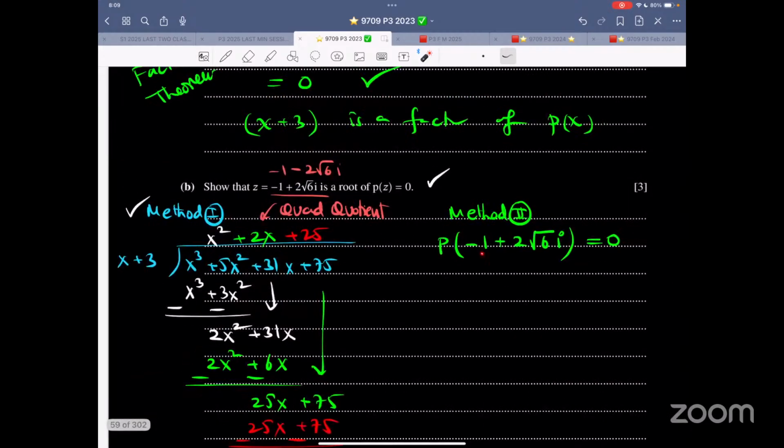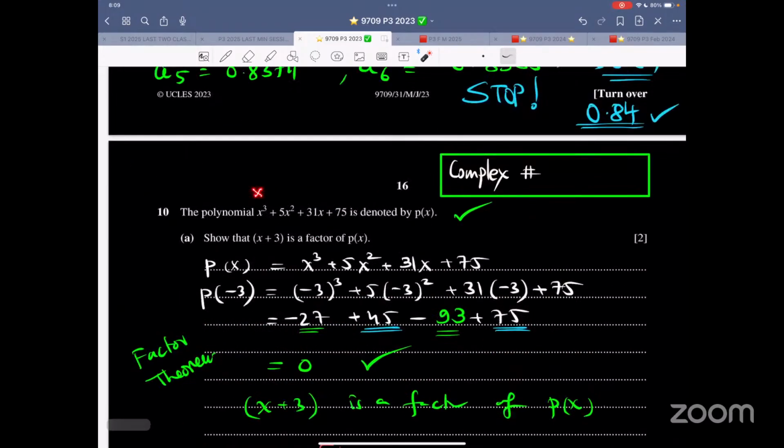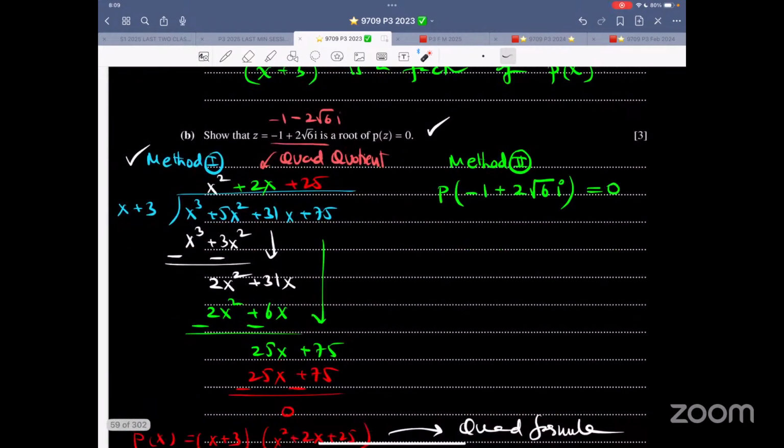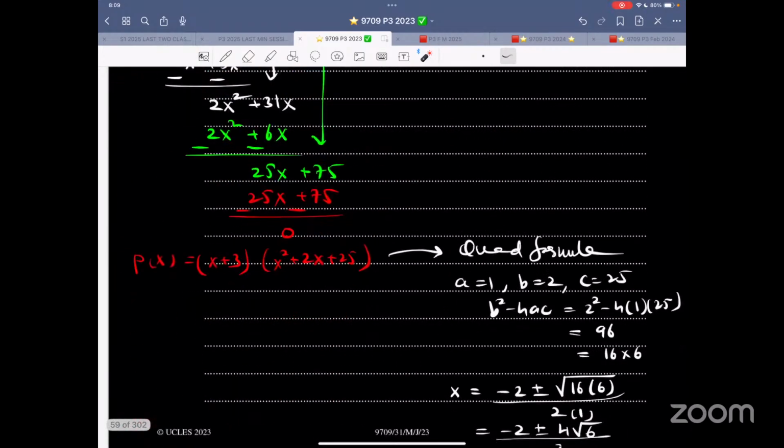The other method is that plug this thing in this cubic equation. So from x cube and x square, I can take x square common out. That is x square, basically (x plus 5), and then 31x plus 75. So plug in x, plug in x, plug in x. That is method number 2. So there were 2 different ways of doing it.